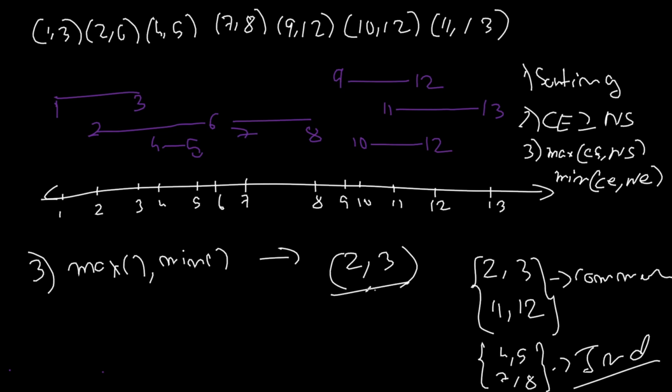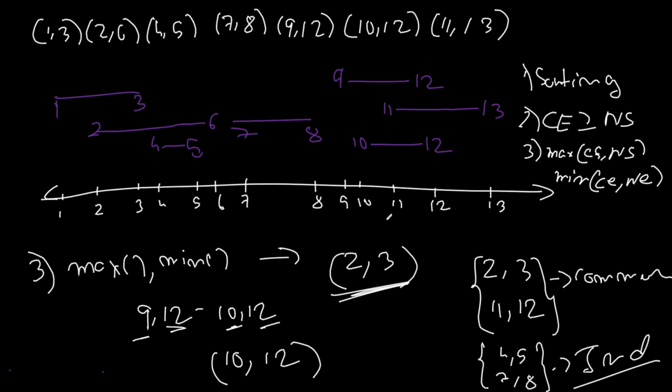The common ground which we get can be carried forward for the next interval. Let's take this example here, 9 comma 12 compared with 10 comma 12. If I take the maximum of this, it's 10 definitely. The minimum of 12 and 12 will be 12. That means if I shoot an arrow at 10 comma 12, within this range, these two will get burst. Visually we can see that, right?